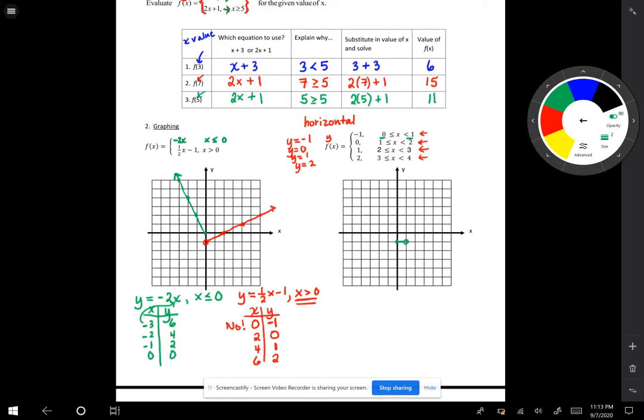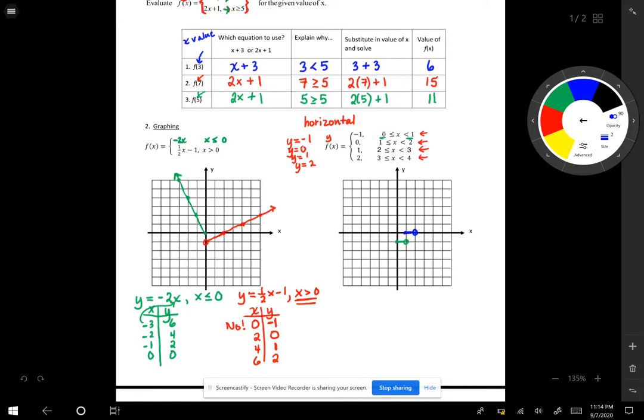I'm going to do all these in a different color. The second one, greater than or equal to 1, less than 2. So here's the number 1 right here. Here's the number 2 right there, or x is 2. So that's the equation. So you can make a closed dot here, open dot at 2 because it's less than 2, not equal. And then here, connect them.